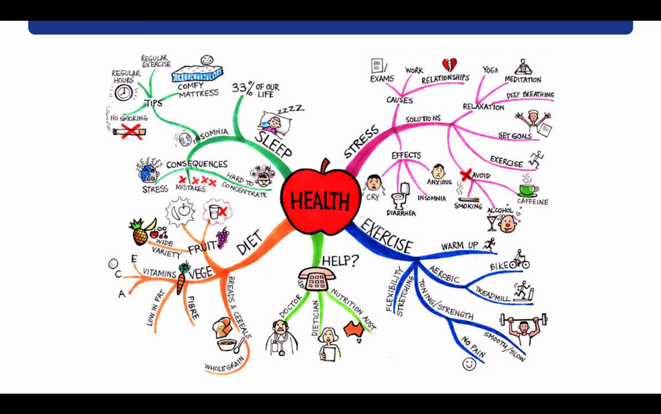So this is one example of what a mind map could look like. It usually starts with something at the center, and from there we start to build on a number of ideas, solutions, causes, information, themes that relate to each other. So in this one, we are trying to explore the theme of health.